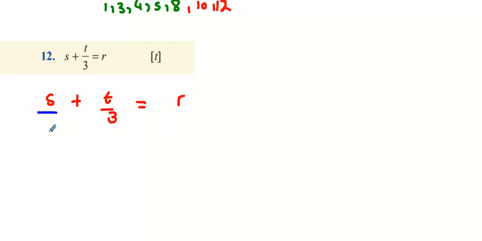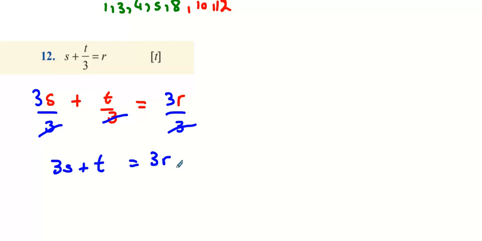So why don't we put a 3 under the s, which means a 3 above the s, a 3 below the r, which means a 3 above the r. Now you can see they all have the same denominator, and when they have the same denominator, then you can get rid of all the denominators. So that is 3s plus t equals 3r.